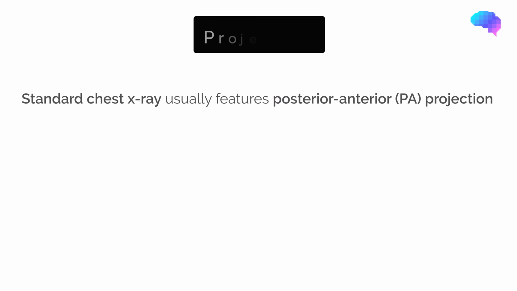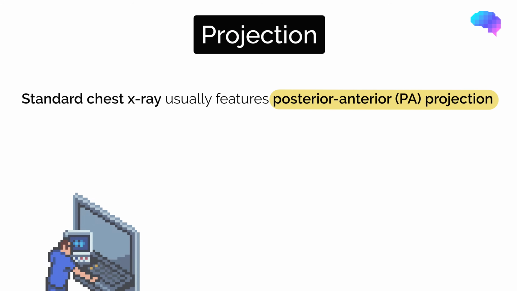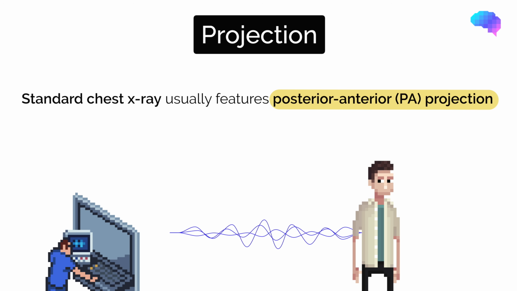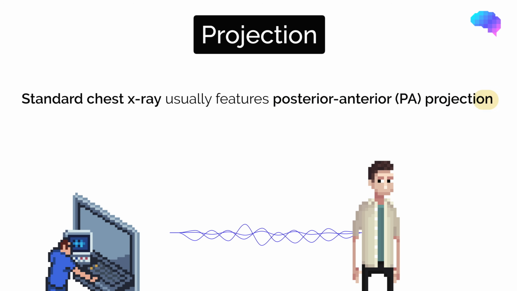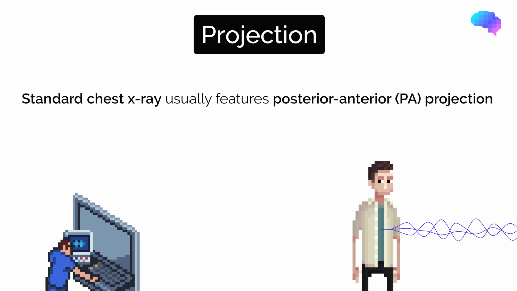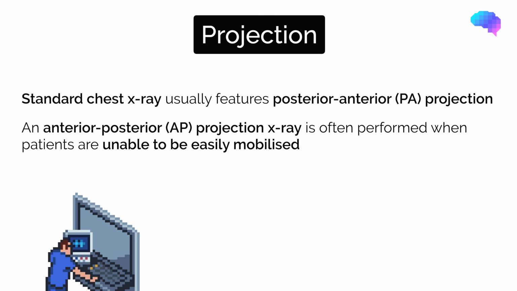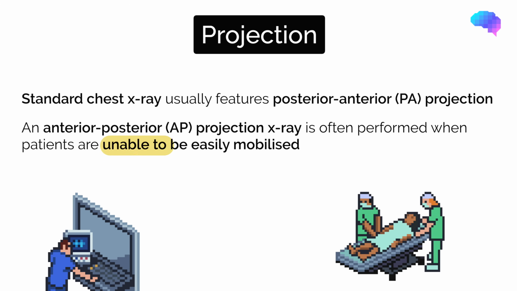The standard X-ray is usually a posterior-anterior projection. This refers to the X-ray beams passing posteriorly through the patient before reaching the detector. This contrasts with anterior-posterior films, where the X-ray beam is passed anteriorly through the patient. An AP projection is often preferred when the patient is very unwell and unable to tolerate being mobilised.